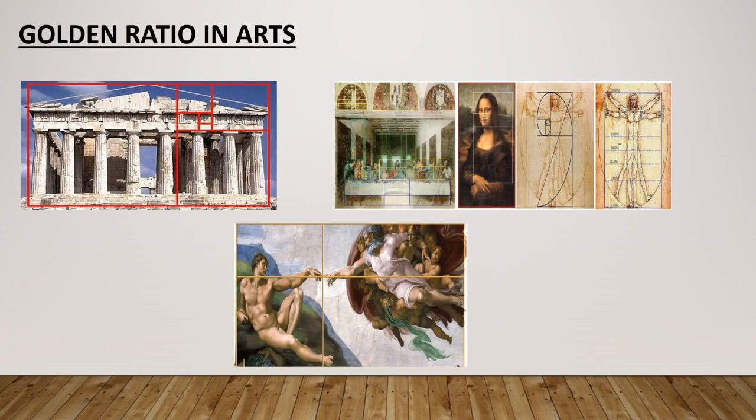Now the golden ratio can also be found in some of the arts. Okay, and then we can find it in architectural designs, in some of the paintings as well.